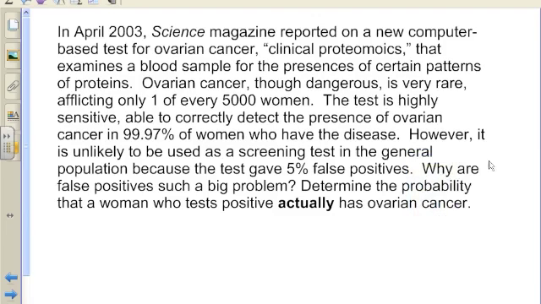To finish off Chapter 15 today, we're going to be looking at a rather unique kind of problem. I know this is a large story problem, so let's just dive in. In April 2003, Science magazine reported on a new computer-based test for ovarian cancer.